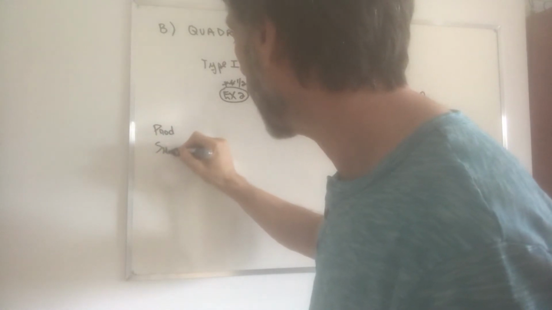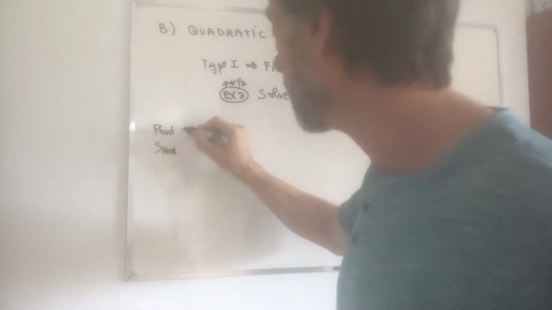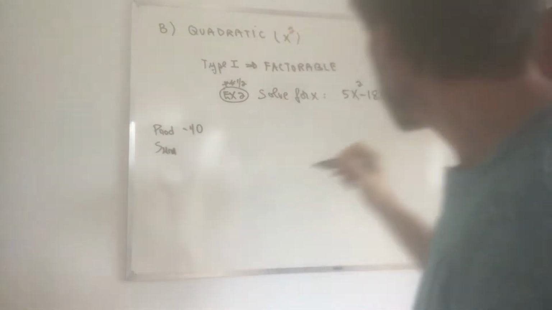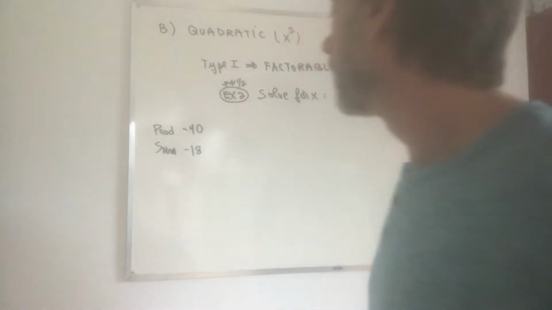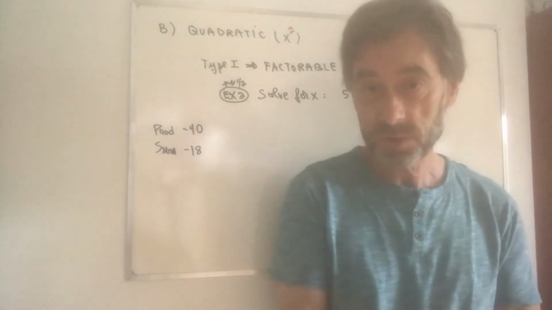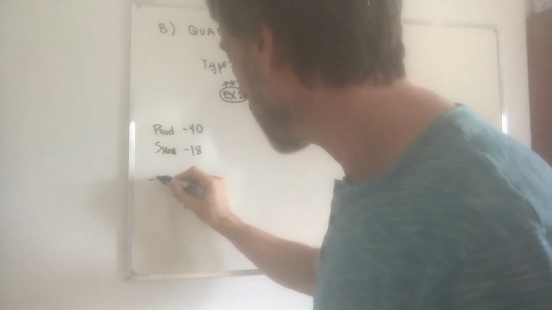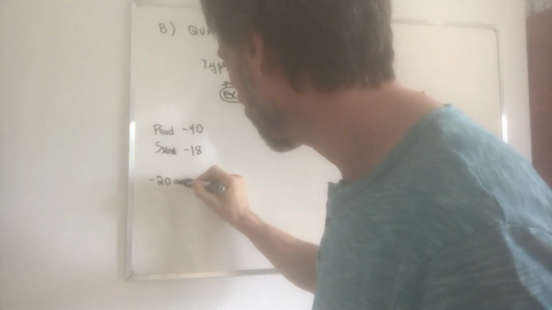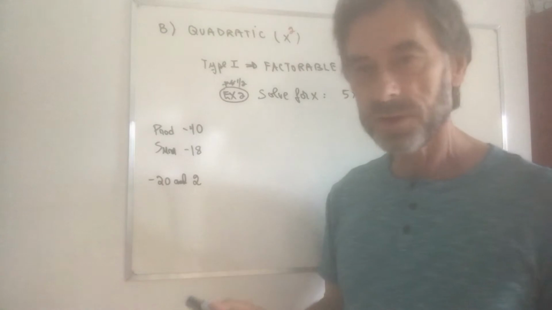Product and sum. 5 times minus 8, that's minus 40. And the middle number is minus 18. All right, looking for two numbers whose product is minus 40 and whose sum is minus 18. What say you? Shall we say minus 20 and positive 2? The sum of these two is minus 18 and the product is minus 40.